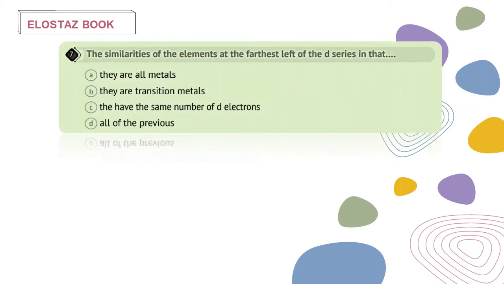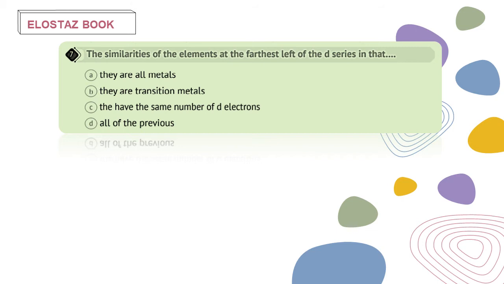Question 7 says: the similarities of elements at the farthest left of the D series. Okay, we have the similarities in the properties in the D series. We have: they are all metals, they are all transition metals, they have the same number of d electrons, and the last one, all of the previous.